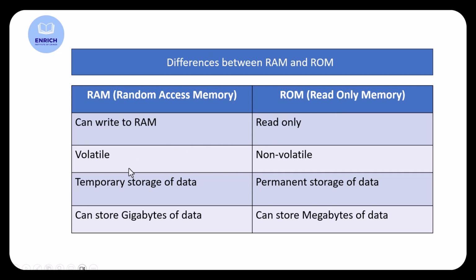The second one is that it is volatile, and this is non-volatile. The contents will stay in the memory even if the power is switched off. The third point is RAM is mostly used for temporary storage of data, because we just store it for some time, and when we are taking another application, it will get overwritten. But ROM is a permanent storage of data. Once it is written, it is there.